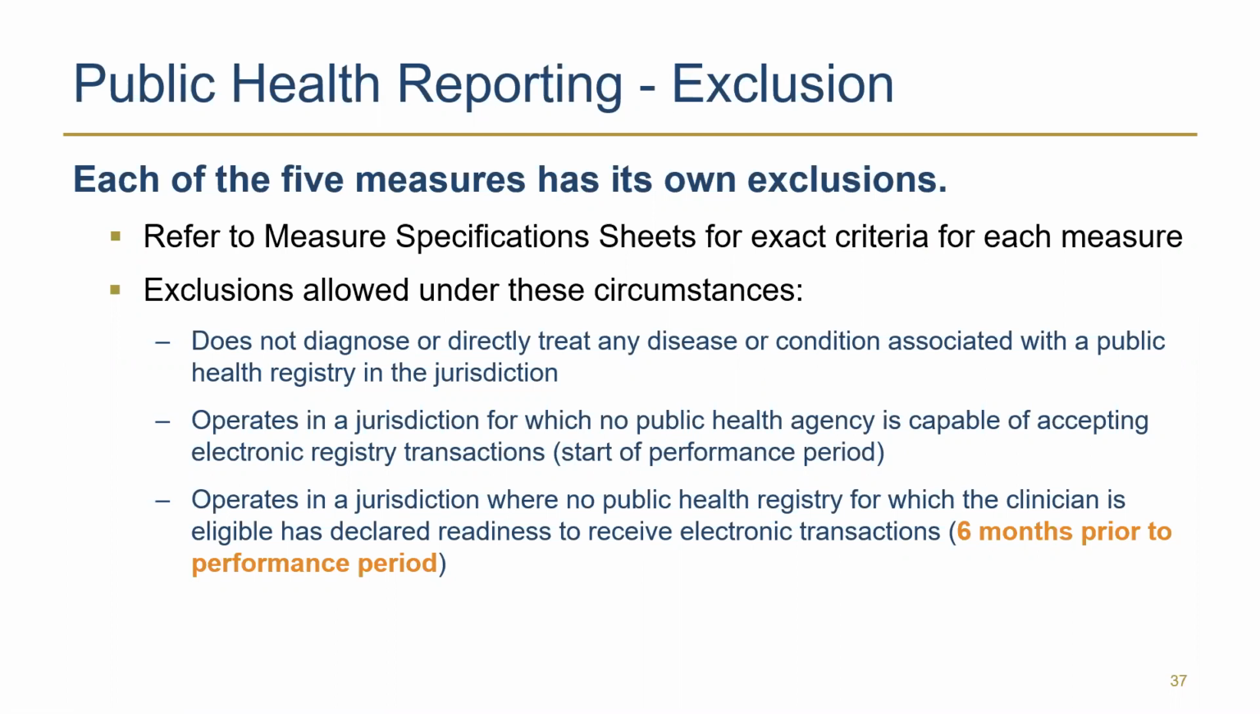Any MIPS eligible clinician meeting one or more of the following criteria may be excluded from the public health reporting measure. And let's go through these just a little bit. So the first reason for an exclusion is that the MIPS eligible clinician does not diagnose or directly treat any disease or condition associated with a public health registry in the eligible clinician's jurisdiction during the performance period. So that might be some specialists that are not treating any of the diseases for which Hawaii would have a registry.